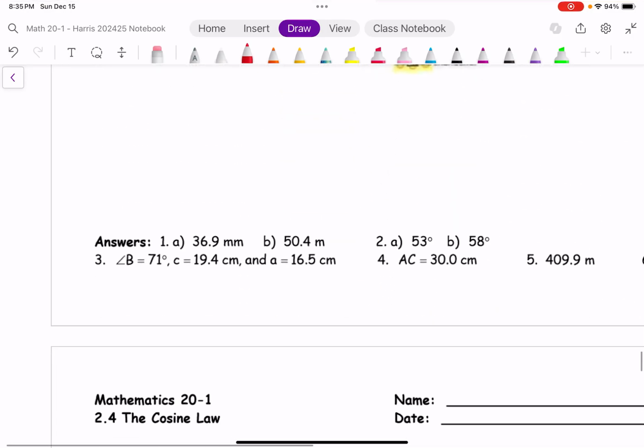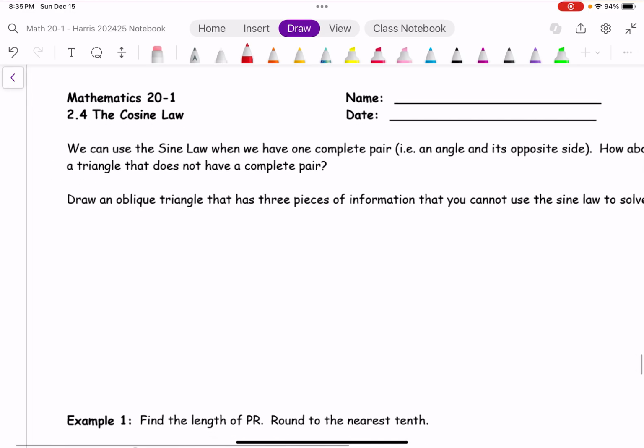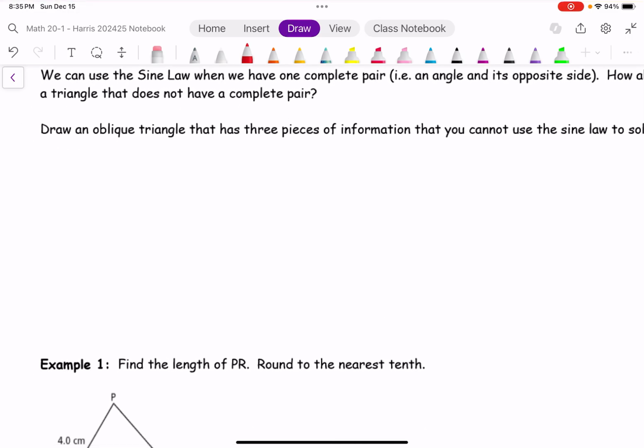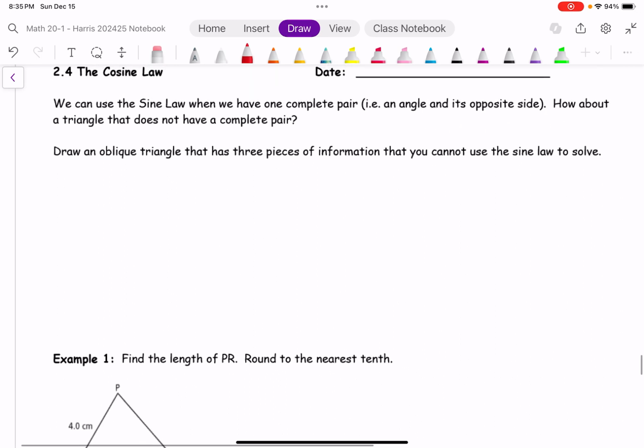Now, when we're dealing with cosine law, this is just for a different type of triangle. It's going to be a triangle that doesn't have a complete pair. It says draw an oblique triangle, so all three sides are going to be different sizes, with three pieces of information, but we wouldn't be able to use the sine law. So you can pause this video now. I'm going to give you a second to try to draw a triangle with three pieces of information, make up some numbers, but that you wouldn't be able to use the sine law for. Okay, go ahead.